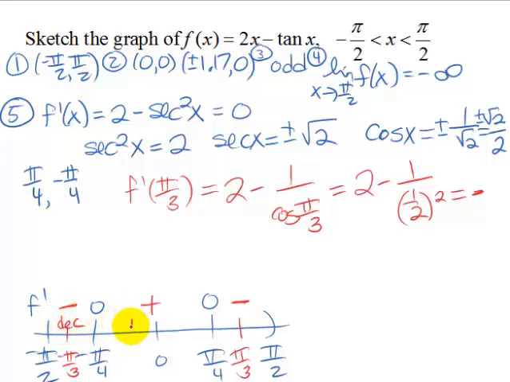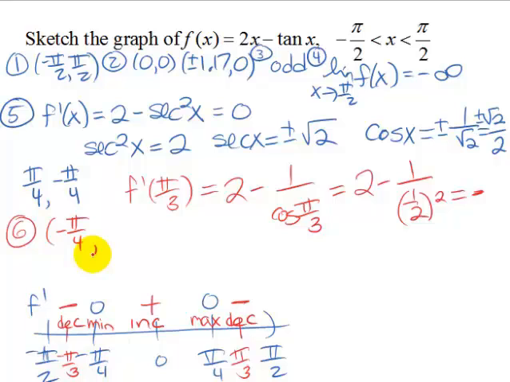So we have decreasing, increasing, and decreasing. So there's our step 5, and step 6 is to determine any local maxes or mins. Then we decreased and we increased, so here is a local minimum. Here we increased and then we decreased, so here is a local maximum. So there is a minimum at negative pi fourths, and we need to put that in our function to see what that is. So let's put it in our function.